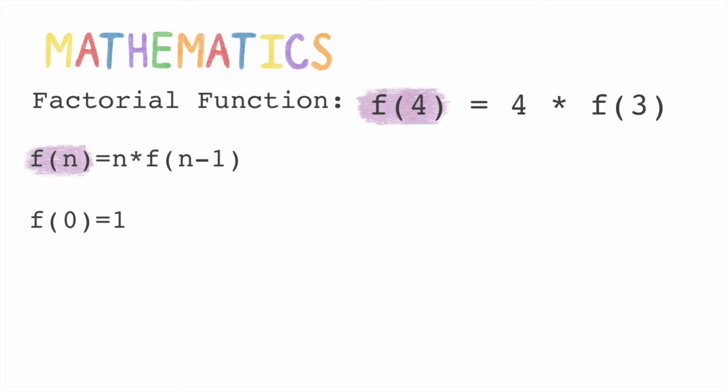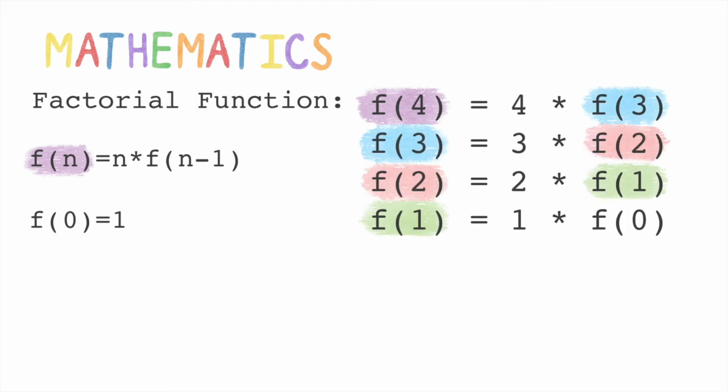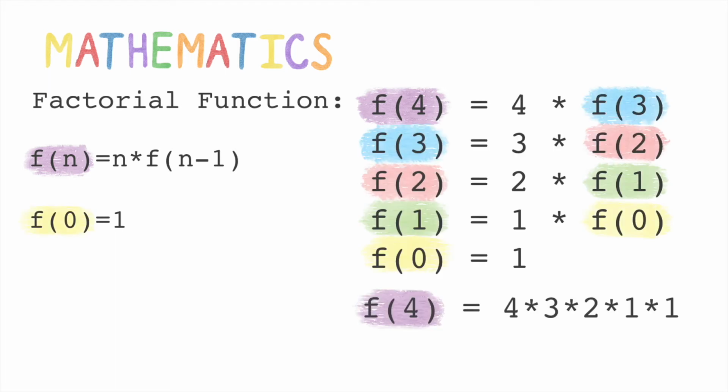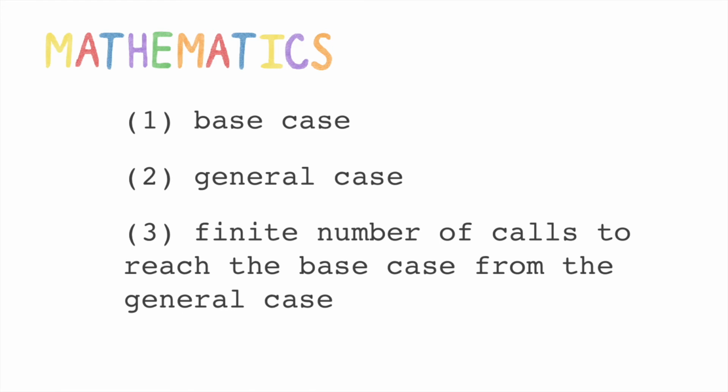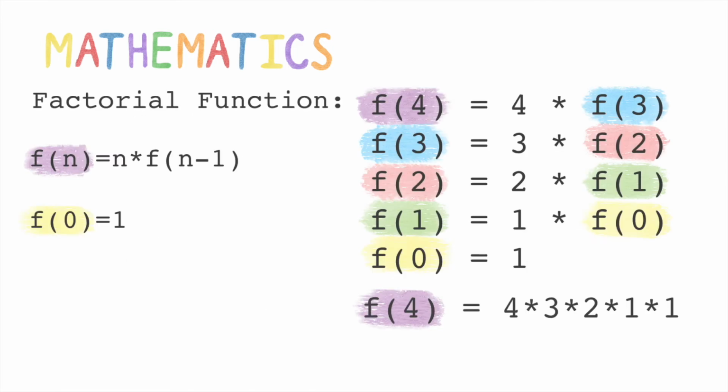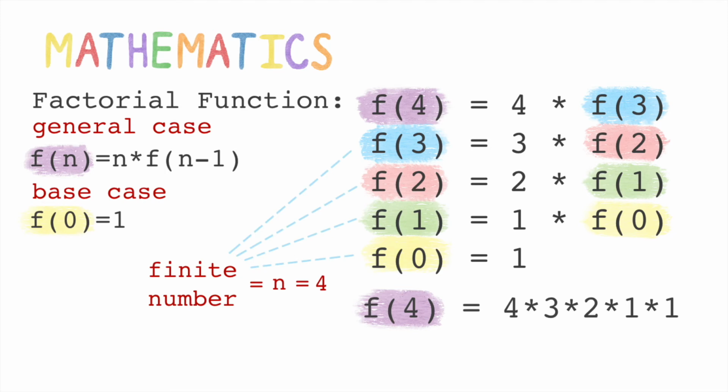So with f of 4, it equals 4 times f of 3, which would end up expanding to 4 times 3 times 2 times 1. Recursion always has three parts: a base case, a general case, and a finite number of calls to reach the base case from the general case. In the case of the factorial function, the base case is f of 0 equals 1. The general case is f of n equals n times f of n minus 1. And after calling the f function n times, it reaches the base case f of 0.